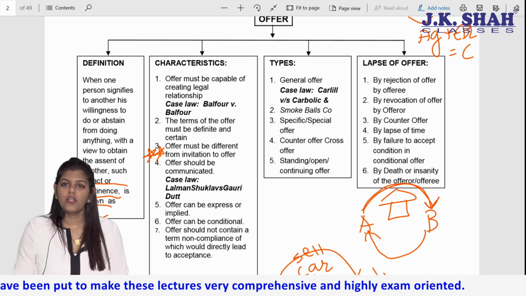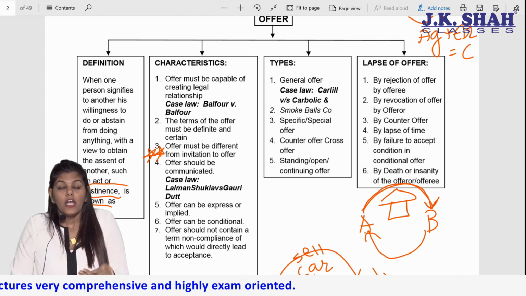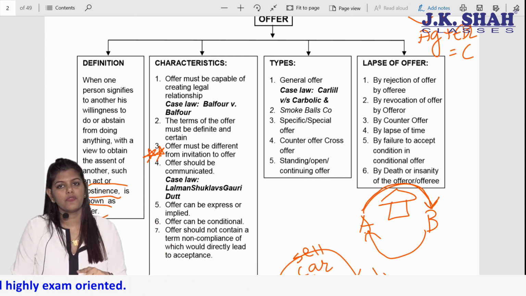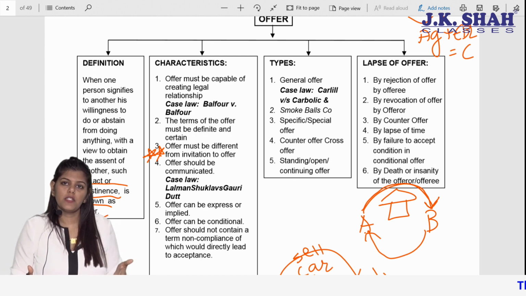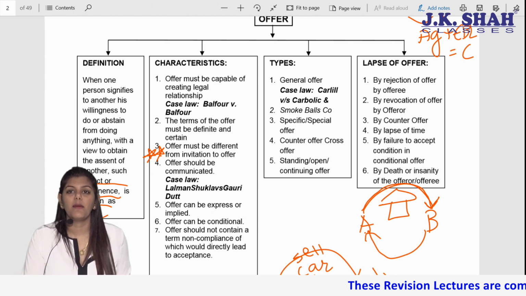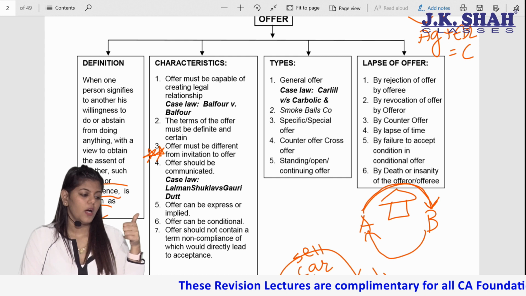One more thing I want to tell you here. If I offer and you accept it and then either of us dies, the contract is valid and it will be performed by the legal representative. But if either of us dies before acceptance, meaning it was still at the offer stage, the offer has lapsed. So this was about offer. So what did I tell you up till now?